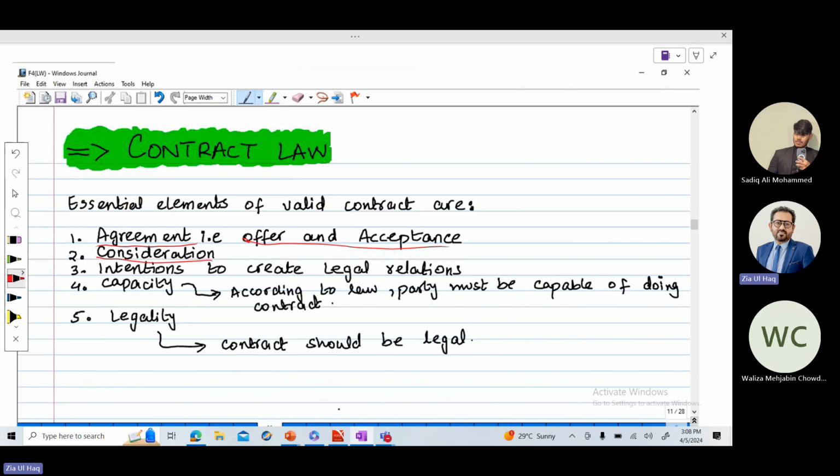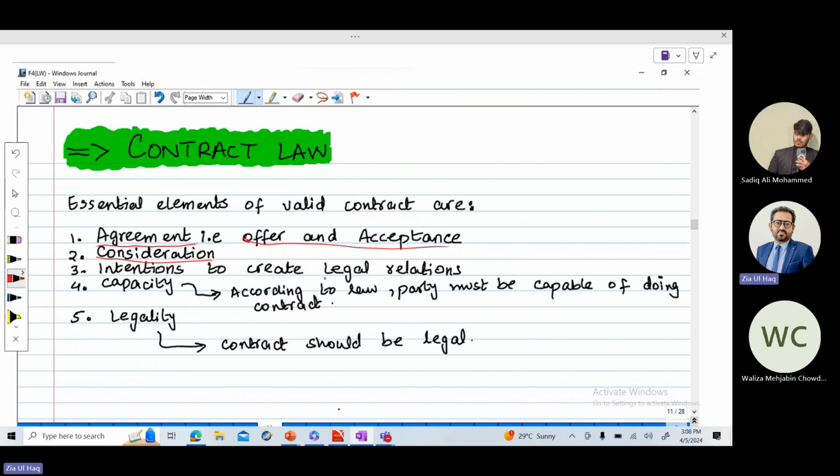Consideration means some party giving something and the other party also giving something. Or some party promises to give something and the other party also promises to give something. To give something means exchange between parties, that is called consideration. Like if you are buying any product, one person is paying money, the other person is delivering the product. So for one party, the money will be consideration. For the other party, the product will be consideration.